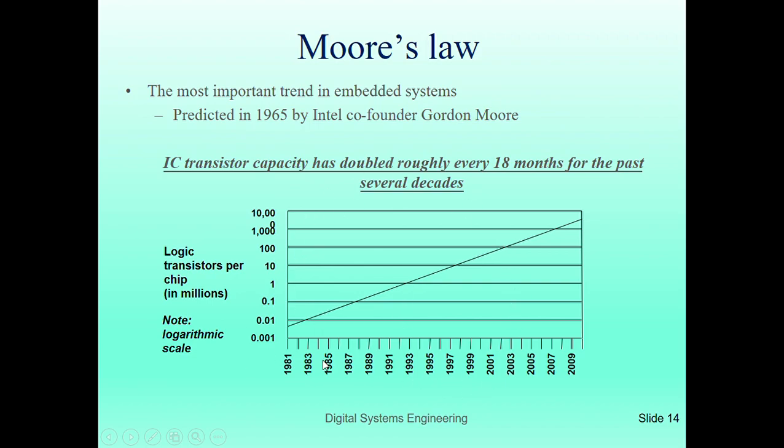Here you can see the trend between the number of years and the number of transistors. The number of transistors on integrated circuits is continually increasing. So nowadays we have billions of transistors on a small silicon area.